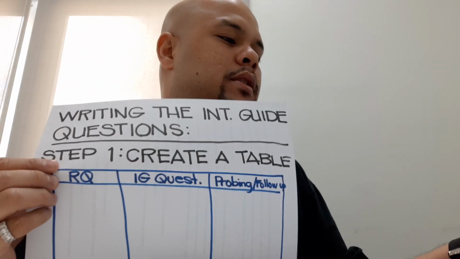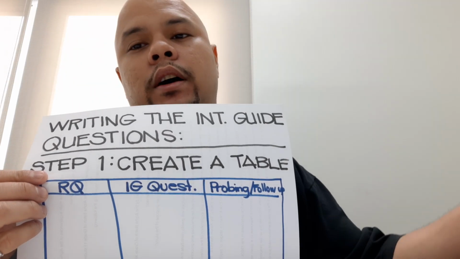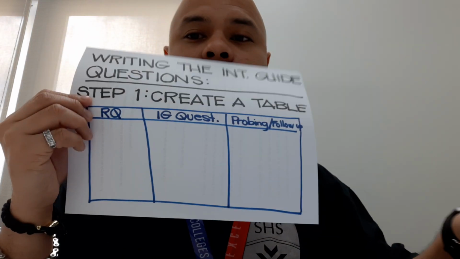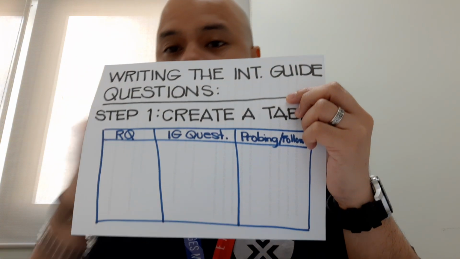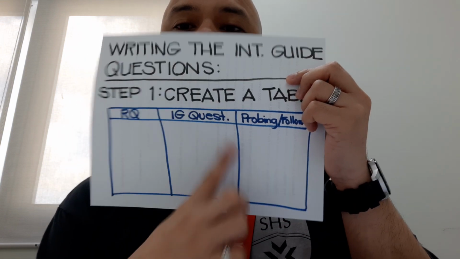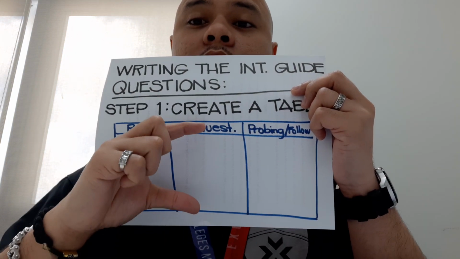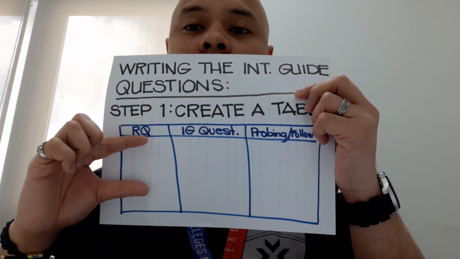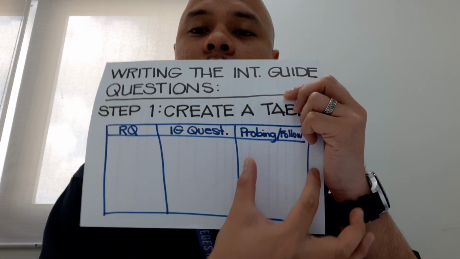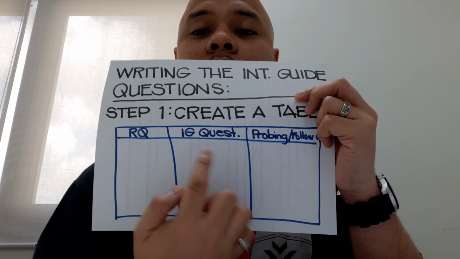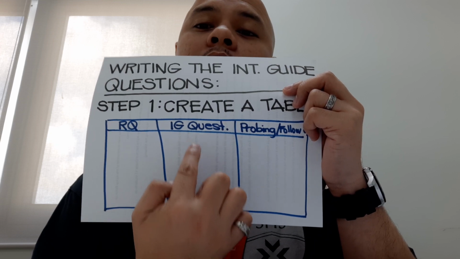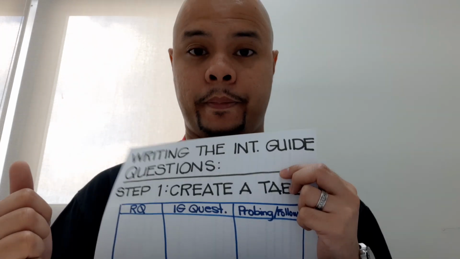Since all the questions are anchored on the research questions, as you can see here, you always begin by indicating your research questions and the interview guide questions, which are under that main research question. Okay, and followed by the different probing questions for every interview guide question that you have in column number 2.